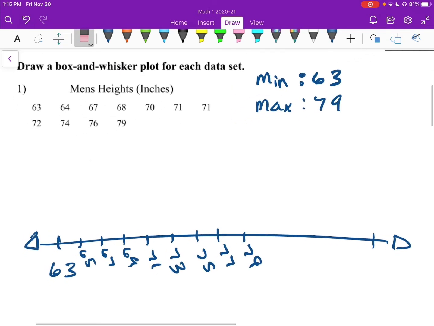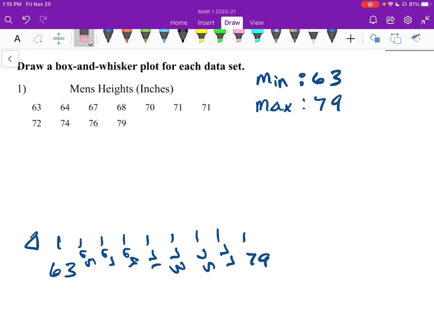So here will be our, I'll make the 79 bigger too. This will be our box and whisker plot. Now I'm going to fix this too. Oops. All right, there we go. Our min and our max are denoted by dots. Not like a dot plot, this is different. So I'm going to put a dot above our min and our max.